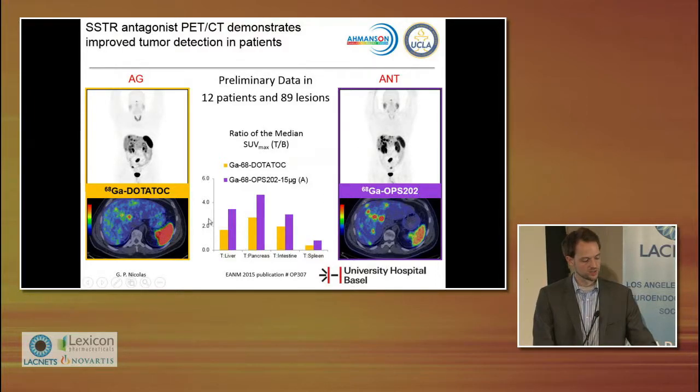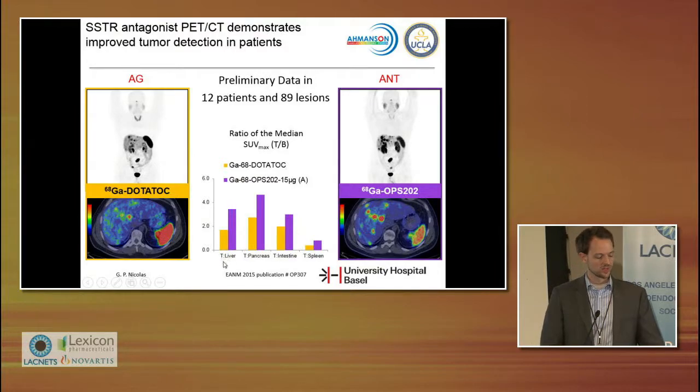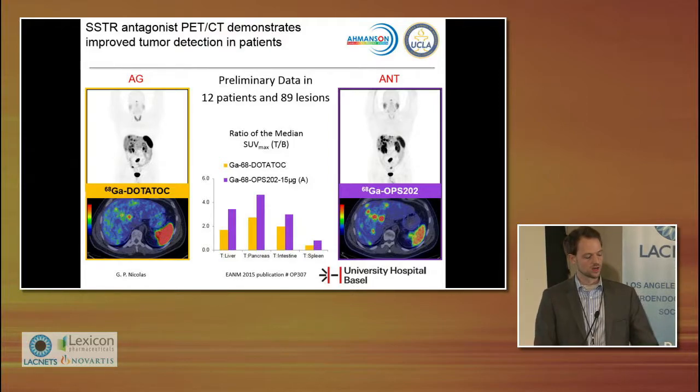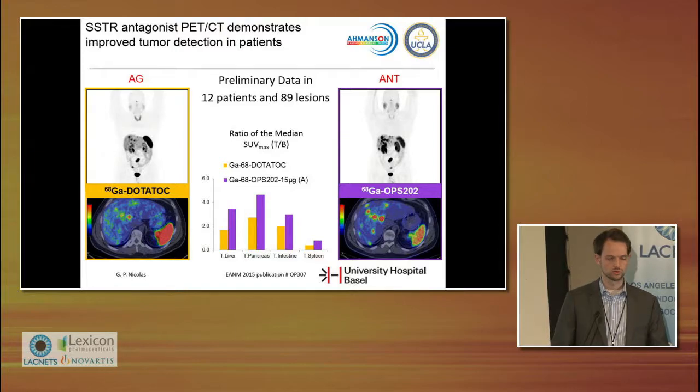And what they found is that looking at those lesions, the uptake in our lesions, so the tumor to liver ratio, the tumor to pancreas, tumor to intestine ratio, was always higher for the antagonists, so they could confirm the findings from mice, from preclinical experiments. And also the higher uptake in tumor lesions as compared to our background, our healthy organs, would trigger a higher detection rate. So they could simply, by using an antagonist, see more lesions in a patient.